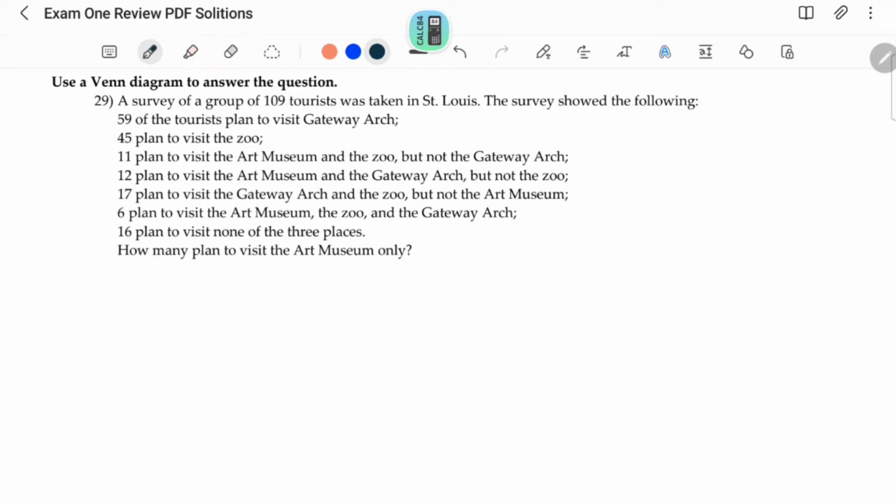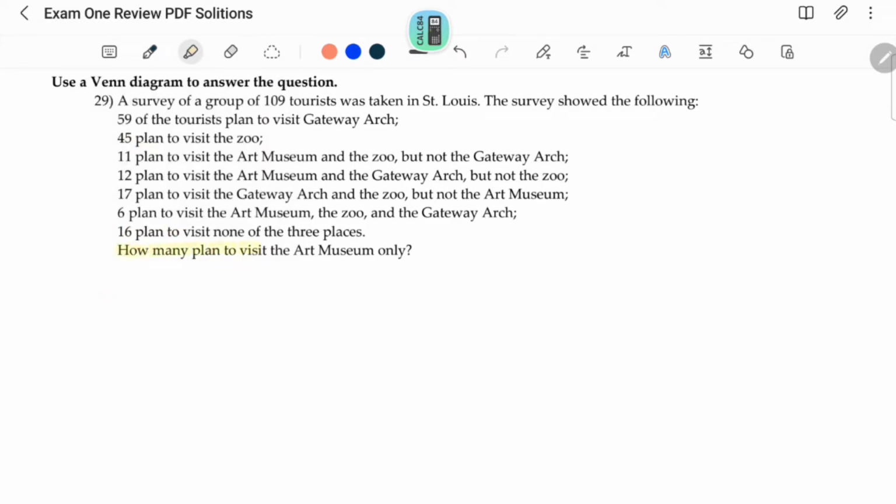59 of the tourists planned to visit the Gateway Arch. 45 planned to visit the zoo. 11 planned to visit the art museum and the zoo, but not the Gateway Arch. 12 planned to visit the art museum and the Gateway Arch, but not the zoo. 17 planned to visit the Gateway Arch and the zoo, but not the art museum. 6 planned to visit all three. 16 planned to visit none of the three places. How many plan to visit the art museum only? And that's the question that we want to solve.